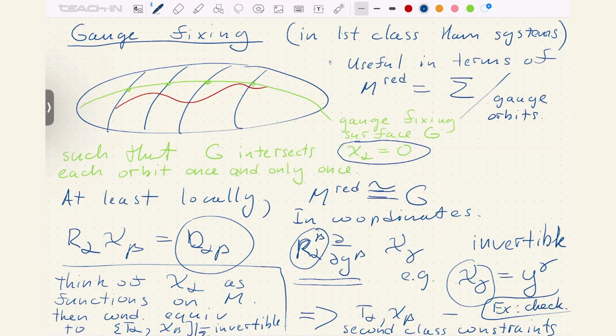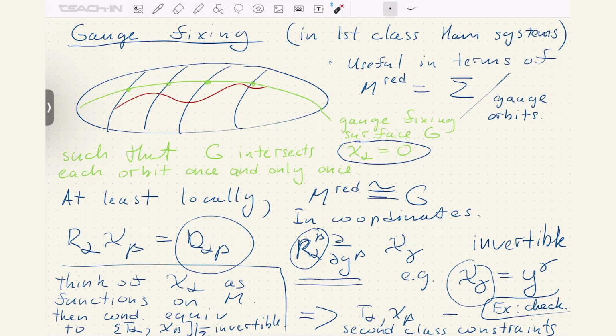Check this. These are second-class constraints. And this gives an interesting interpretation. If we have a first-class constraint system, which is a gauge system, we can pick certain gauge conditions. Gauge conditions are precisely these chi's equal to 0, and you can think of them as defined on the entire phase space, not just on the constraint surface, because anyway we are only interested in what happens on the surface.